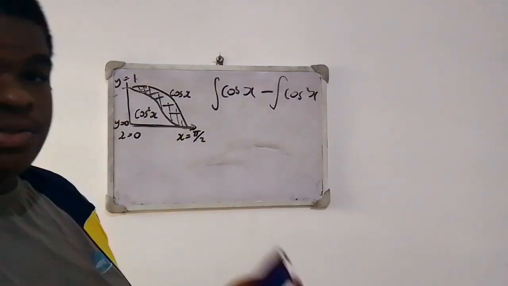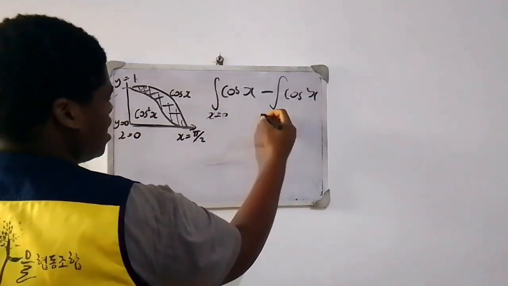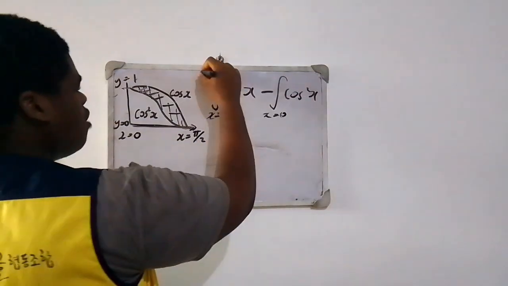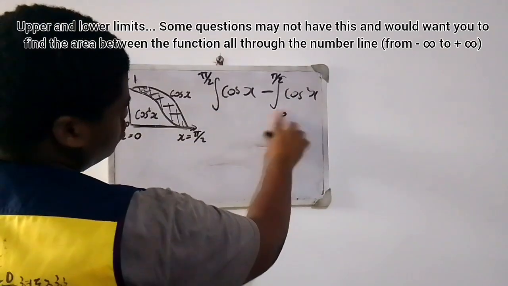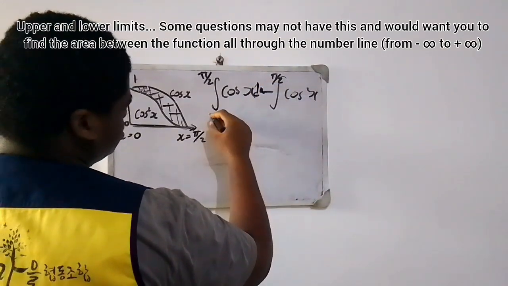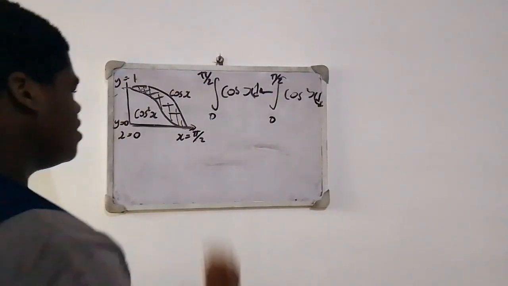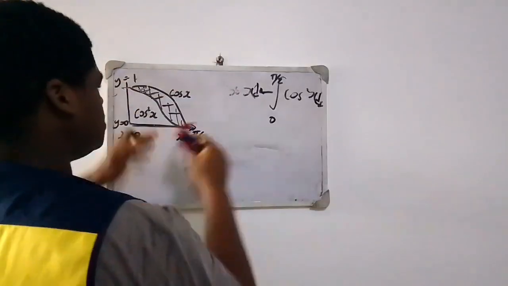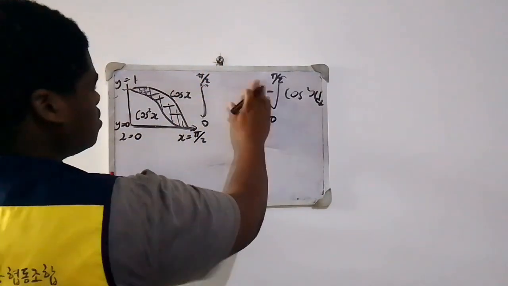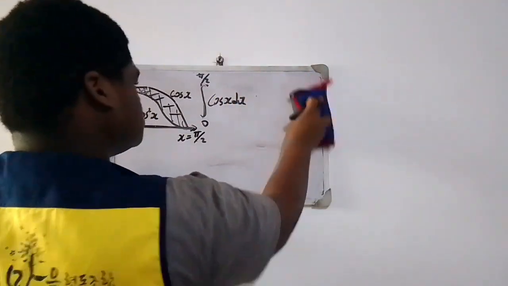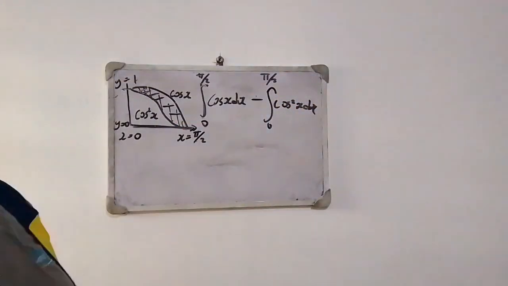But that's not all. They gave us boundaries. The lower boundary is when x is equal to 0, and the upper boundary is when x equals pi over 2. There's no real need for me to write x equals 0 when we're already differentiating with respect to x. So these are the definite integrals we have to solve. Let me rewrite it for clarity. We have the definite integral from 0 to pi over 2 of cos x dx, minus the definite integral from 0 to pi over 2 of cos squared x dx. So this is the definite integral that I have to solve.